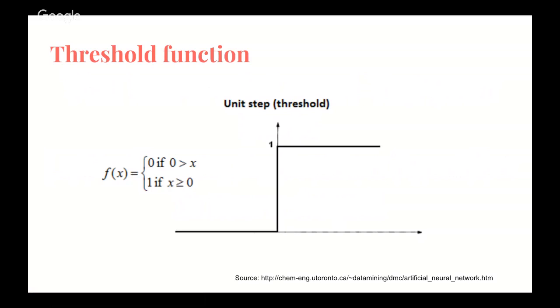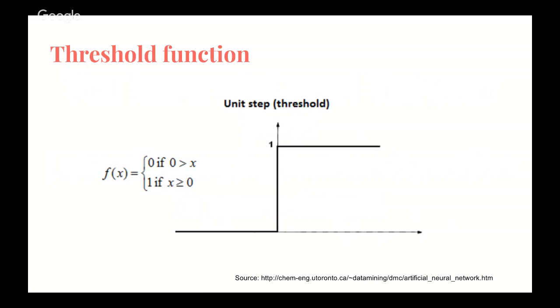I'm sure you must have seen this function, the unit step function or the threshold function. For values above 0, it gives 1, and for values below 0, it gives 0. Simple. This is one example of an activation function. So if the weighted sum was, let's say, 5, then this threshold function would give you 1, and if it was, let's say, minus 0.5, then the output would be 0.